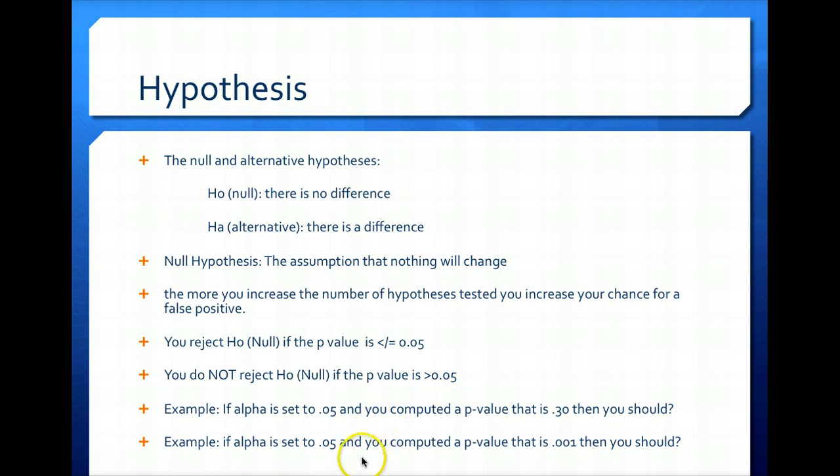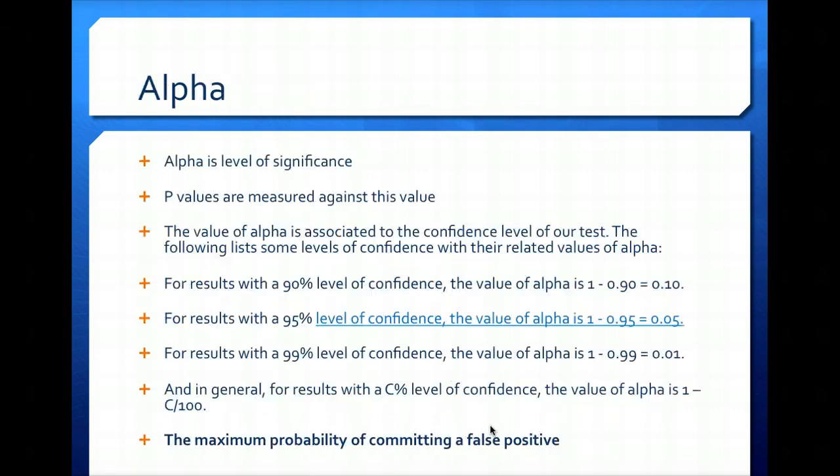Now let's look at an opposite example. If alpha is set to 0.05 and you computed a p-value of 0.001, then you should reject the null hypothesis because it is less than or equal to 0.05. So essentially you're saying this is statistically significant, this is not, depending on whatever you're looking at.